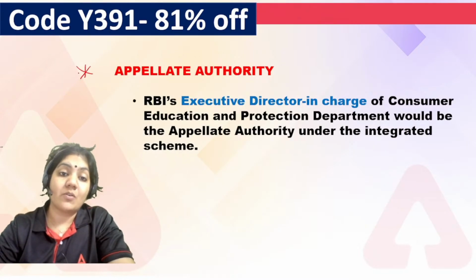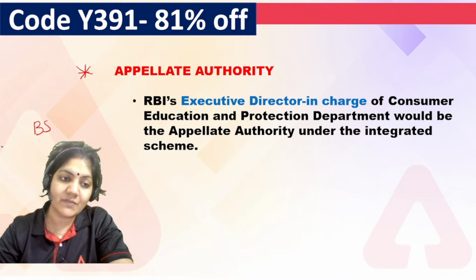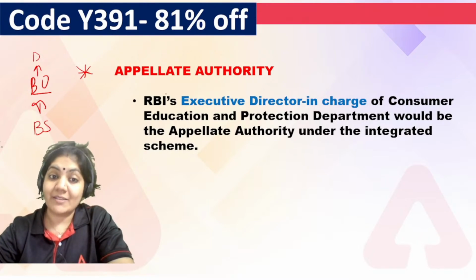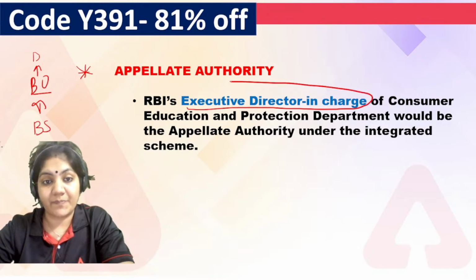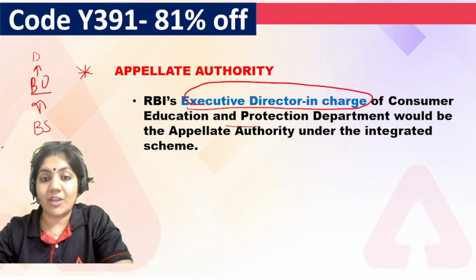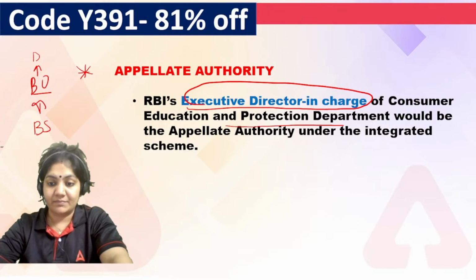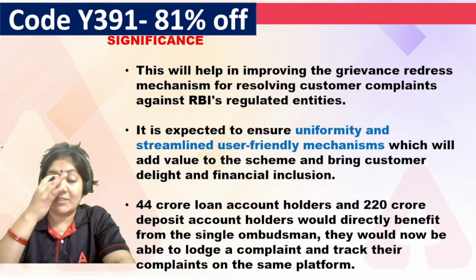This is very important. Who is the appellant authority? We have done banking services to banking ombudsman, and I think you know that in the 2006 scheme we would go to appeal to the Deputy Governor of RBI, right? But in this, the appellant authority is the Executive Director in charge of the Consumer Education and Protection Department. That is the appellant authority. See the point, appellant authority. Okay. And what is the significance?